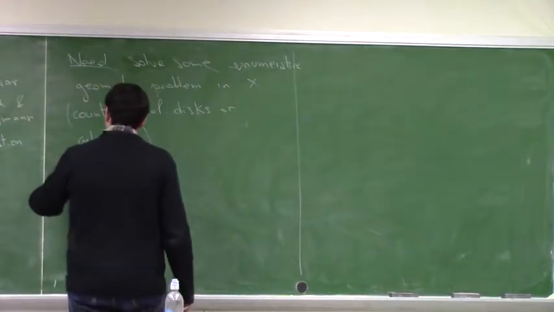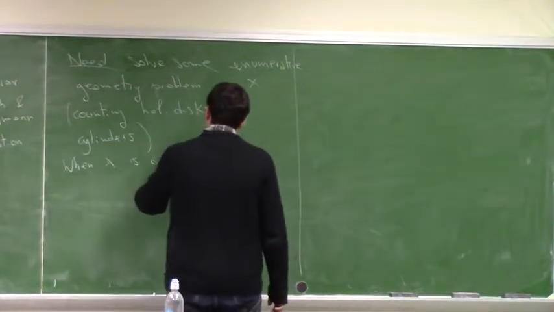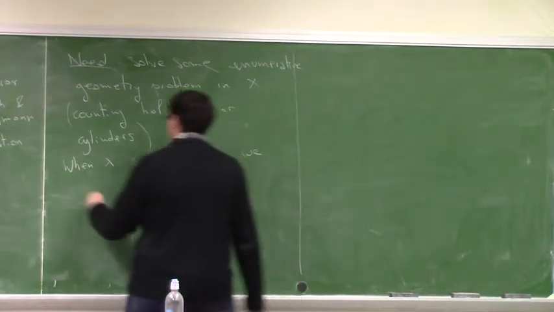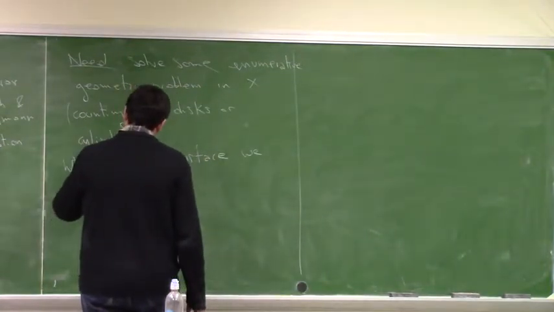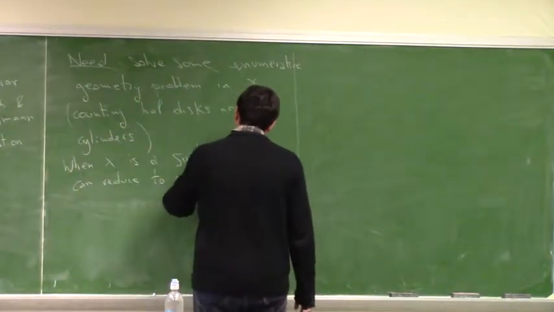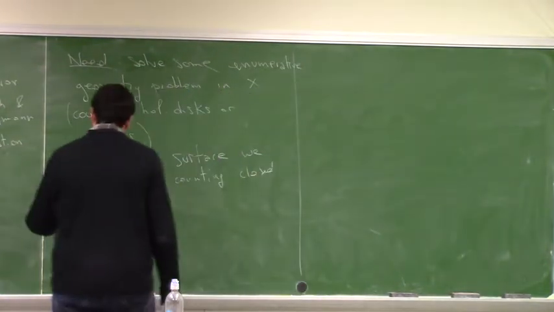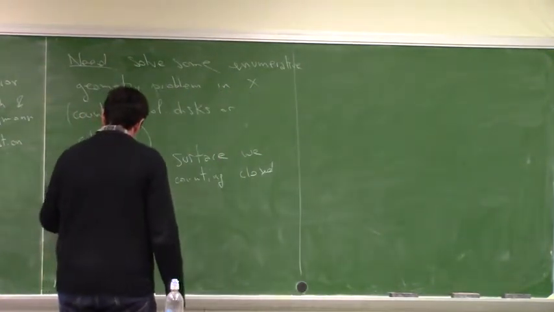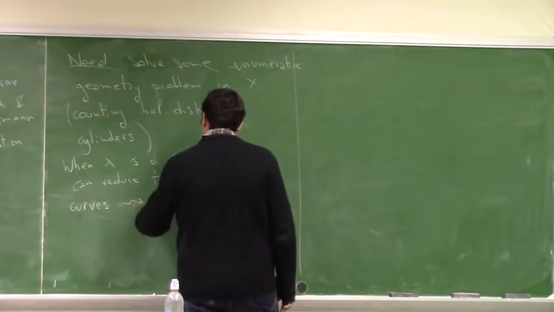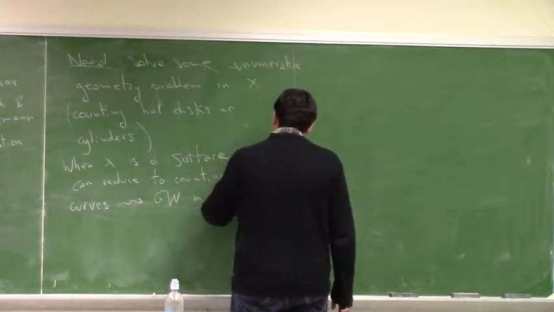So when X is a surface, we can reduce to counting closed curves. So we are reduced to formulating some version of Gromov-Witten invariants in the non-Archimedean setting.